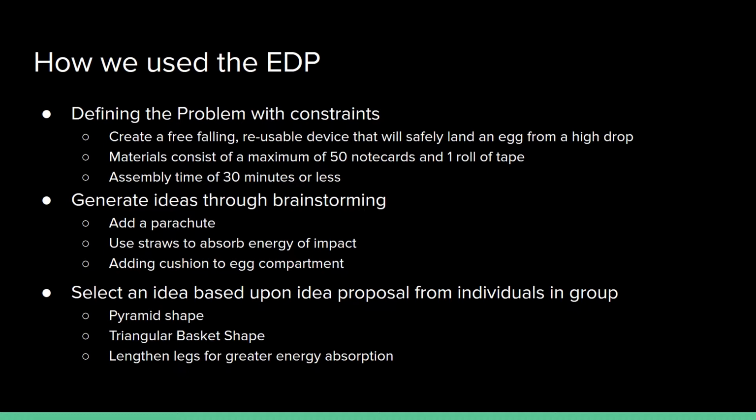Some of our ideas were a parachute, using straws in a triangular fashion to absorb the impact of the ground, and another option was to add a cushion to the egg compartment to soften the impact of the ground. We then went through a process where we selected an idea based on proposals from individuals of our group. We decided on a pyramid shape, a triangular basket for the inner section that held the egg, and we also made a change to the device where we lengthened the legs for greater energy absorption.